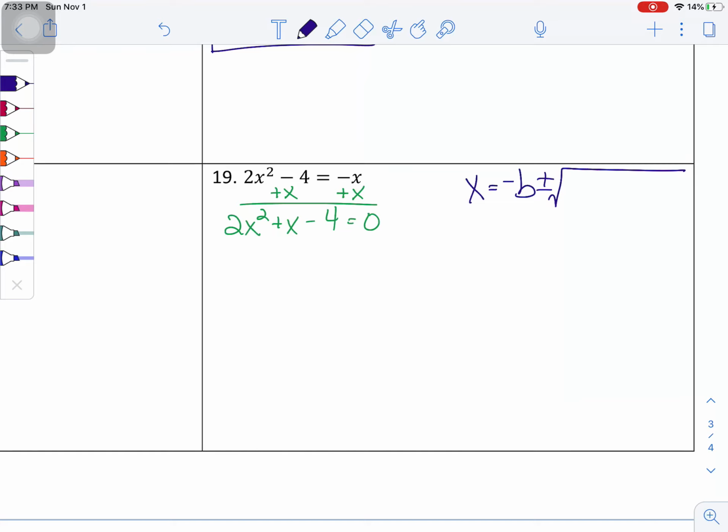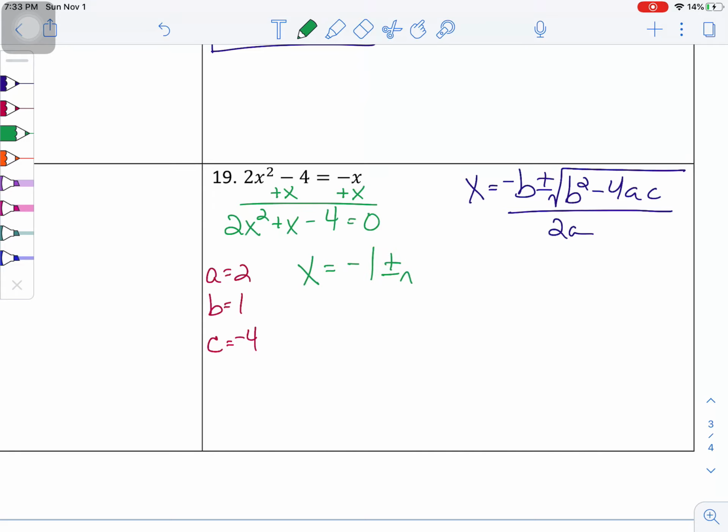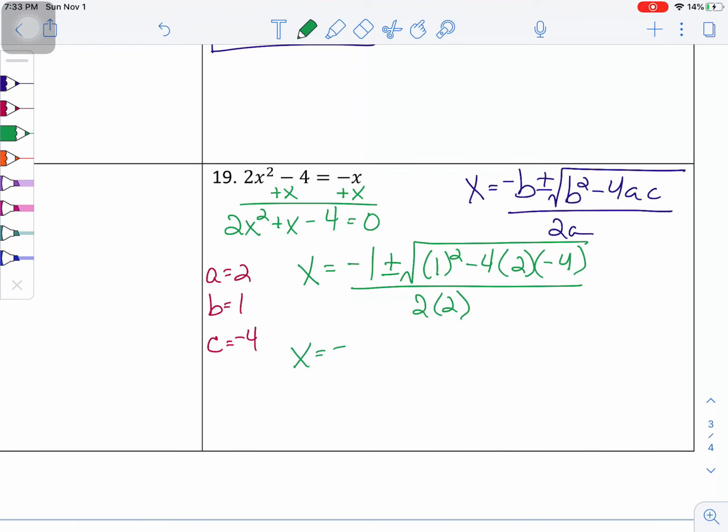So opposite of b, plus or minus the square root, b squared minus 4ac, all over 2a. And for this particular problem, a is equal to 2, b is equal to 1, and c is equal to negative 4. So let's do a little substitution here. x equals negative 1 plus or minus the square root of 1 squared minus 4 times a times c, all over 2 times a. All right, so let's simplify this as much as I can.